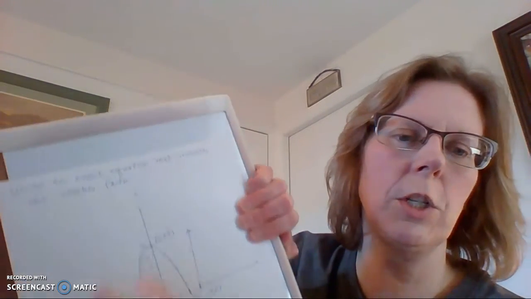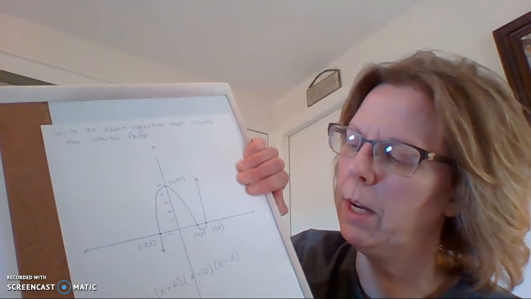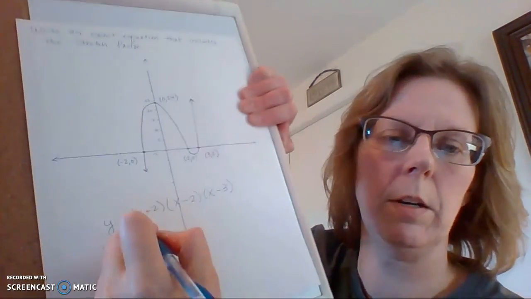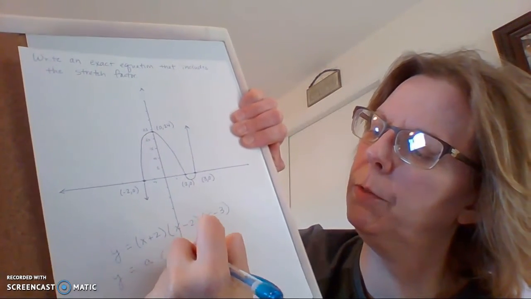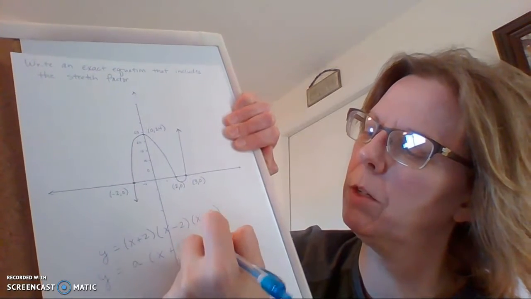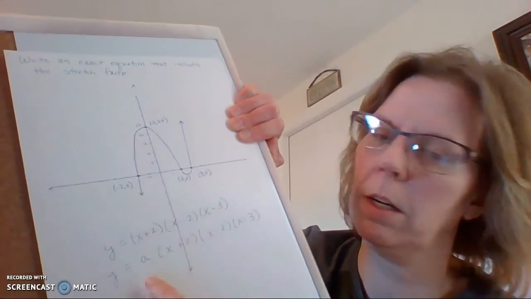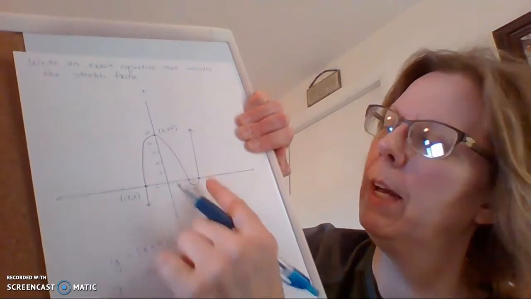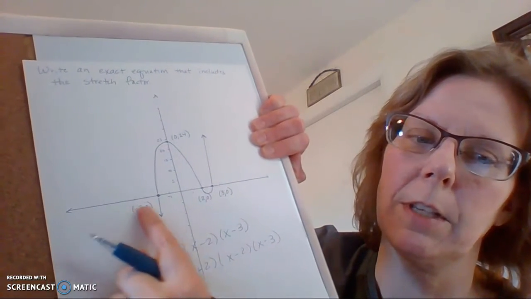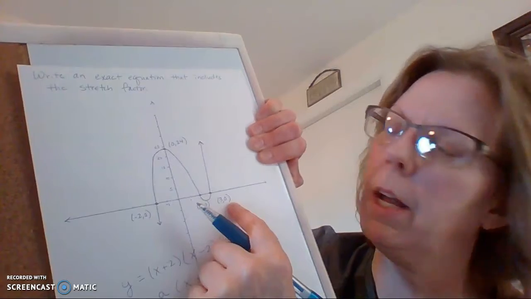The last thing we need to do is figure out what the stretch factor is, and that's my a value, and a is typically located right after the equal sign and before all of the factors. So I'm just going to go ahead and write this all down again with a in here. Okay, so now I'm going to take a point off the graph. It cannot be any of these x-intercepts. It has to be a point somewhere else, not on the x-axis.